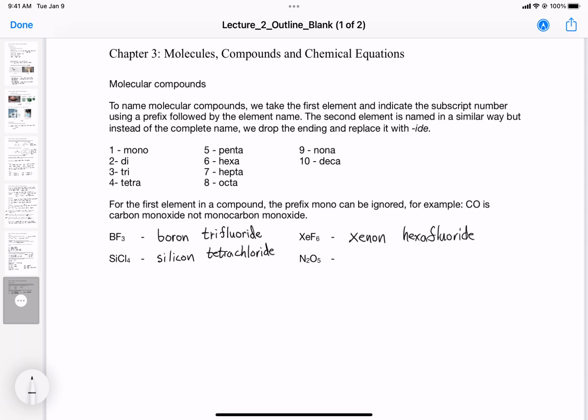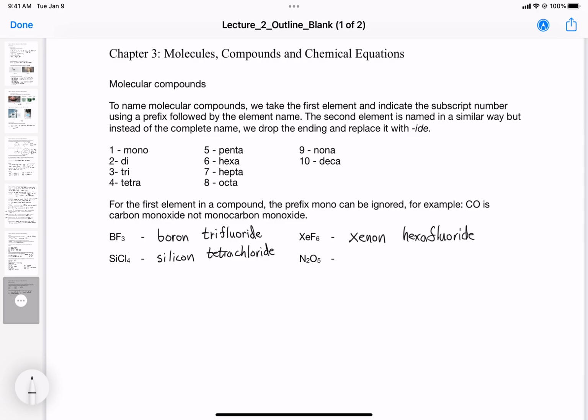People can get confused on naming, so it's important that you practice both these types of compounds, molecular and ionic, and mentally distinguish them or compartmentalize how to name each of them, because the naming does sound similar for both.